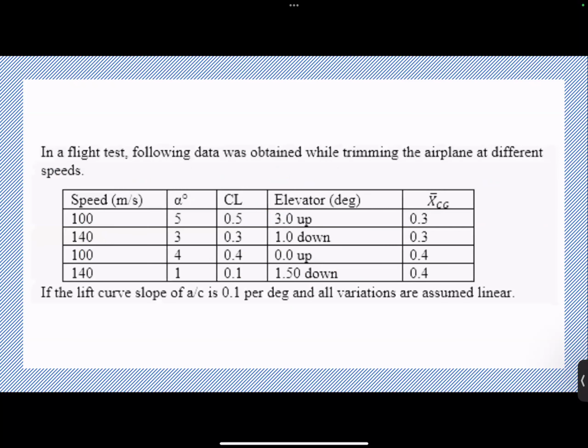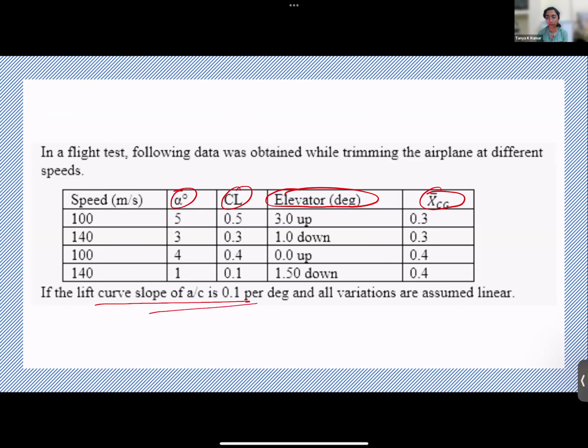The next question. In a flight test, the following data was obtained while trimming the airplane at different speeds. See the data that is given to you. You have different speeds, the various angles of attack, CL at those values, how much elevator was required to be deflected to trim the aircraft at the given CL, and the location of center of gravity at the different test conditions. They give you a lift curve slope of 0.1 per degree. Now let's look at the series of questions.